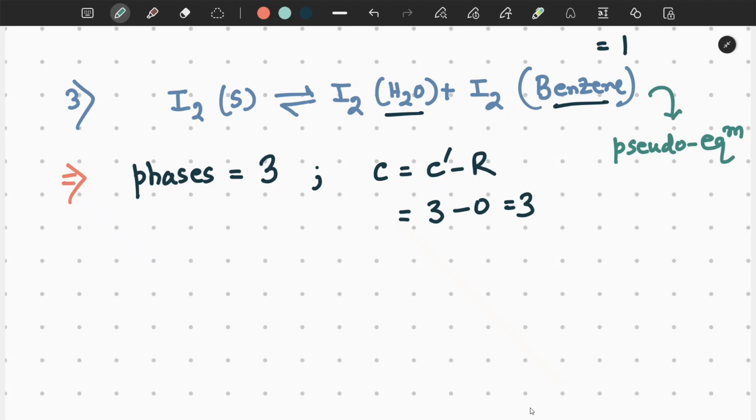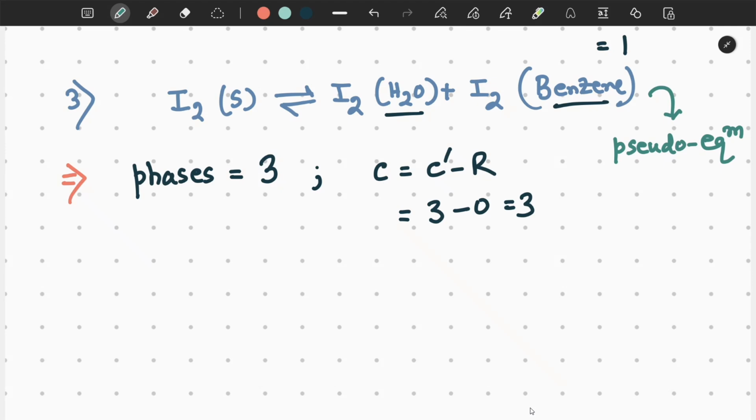No, it should not be. It's a pseudo equilibrium. The chemical equilibrium is only considered when we are considering the chemical components. If you have solid iodine, just understand it like this. It's not that complicated.